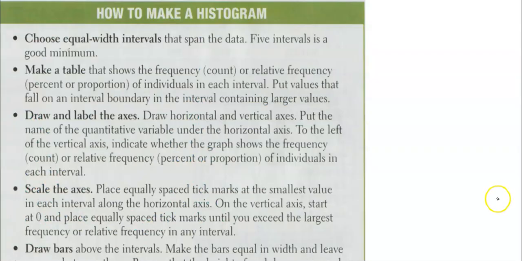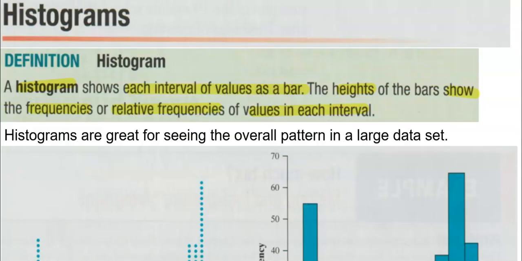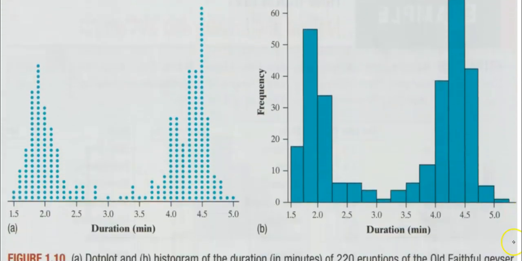So how are we going to make our histogram? We're going to choose equal width intervals that span the data. You have to have 5 intervals as a minimum, because if you do less, you don't really get to see what your data looks like. And sometimes if you do more, you might as well do a dot plot. So what they did was equal intervals.